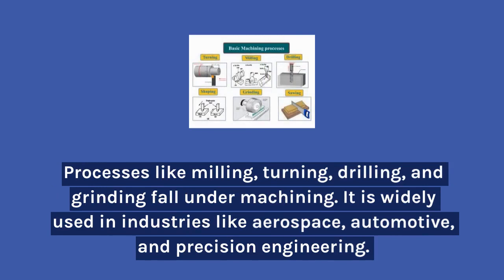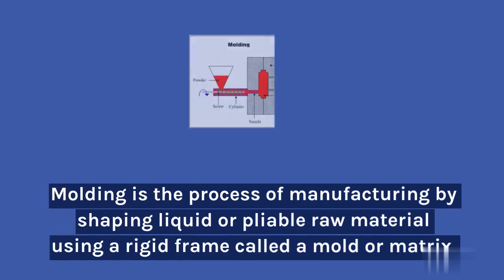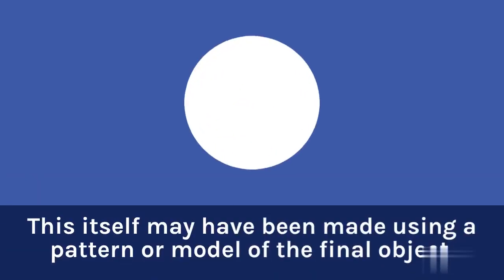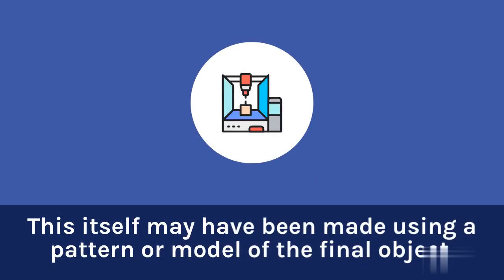Processes like milling, turning, drilling, and grinding fall under machining. It is widely used in industries like aerospace, automotive, and precision engineering. Molding is the process of manufacturing by shaping liquid or pliable raw material using a rigid frame called a mold or matrix. This itself may have been made using a pattern or model of the final object.